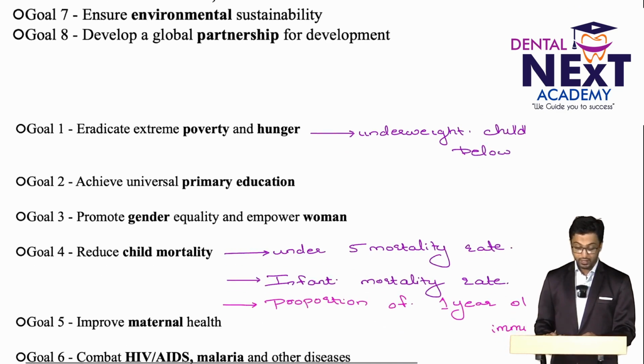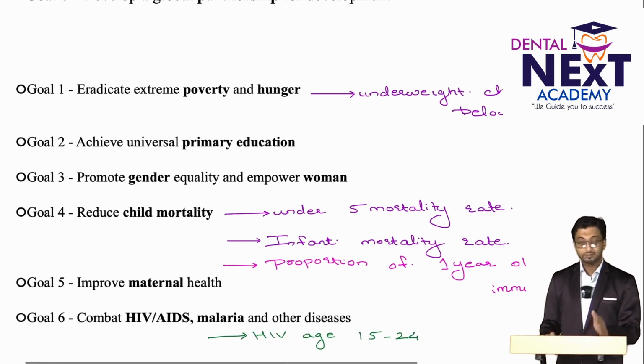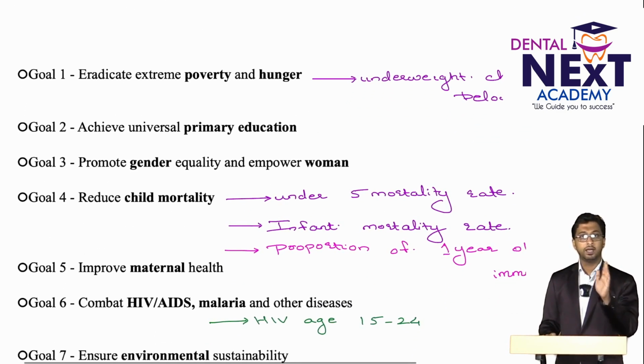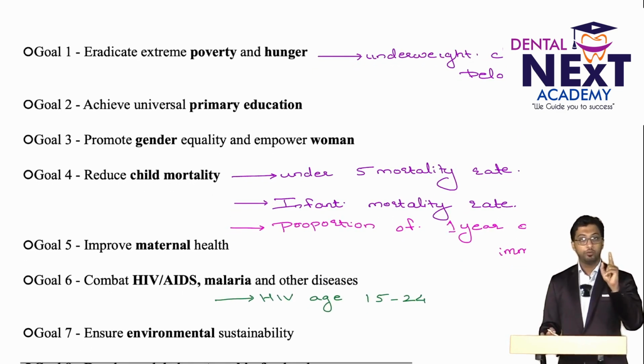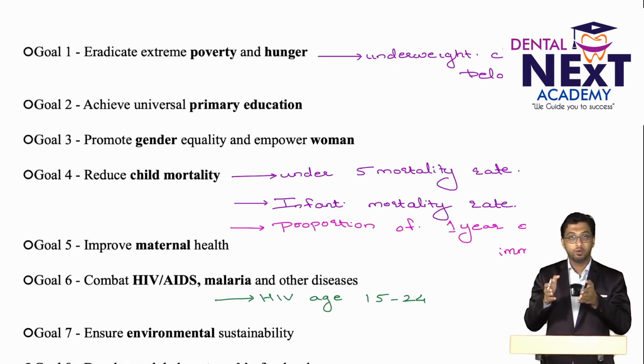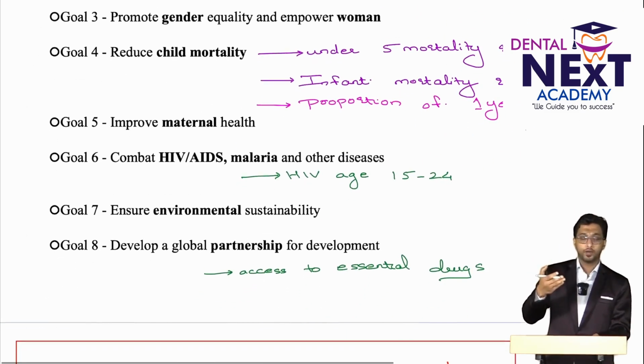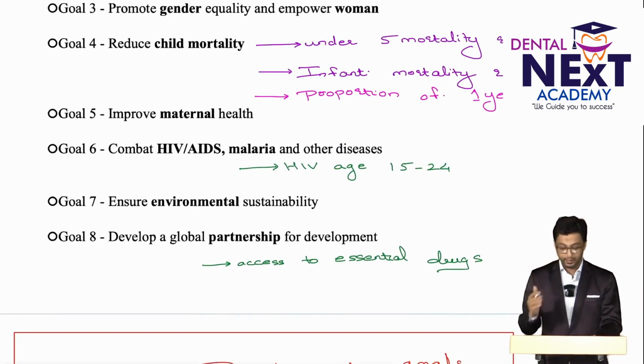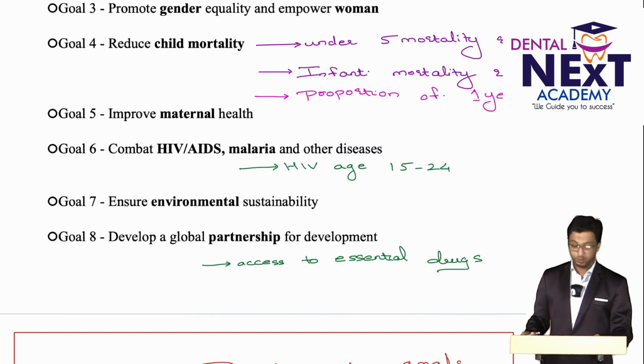So once again, poverty and education. Then women were empowered, mortality was controlled. Once that is there, the mother's mortality, maternal mortality, then coming into the society, HIV, AIDS and all those things, and finally you've got environmental sustainability.